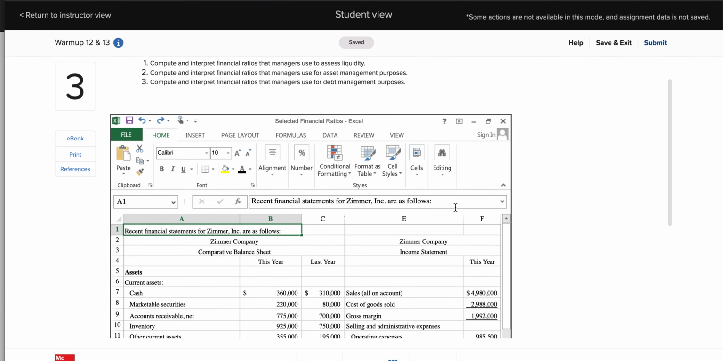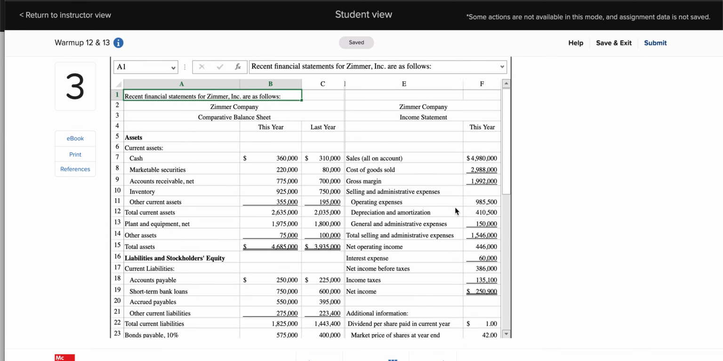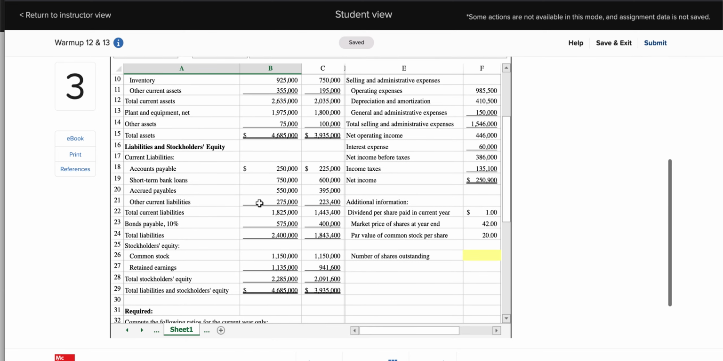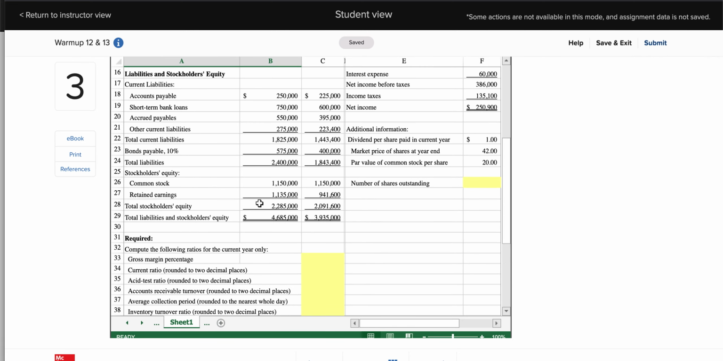For the first set here, we are looking at the balance sheet for this year and last year for the Zimmer Company, and then we're also looking at the income statement for this year. As you continue down, you will notice that there are some cells highlighted in yellow. Those are the cells where you need to input the formula for the answer.